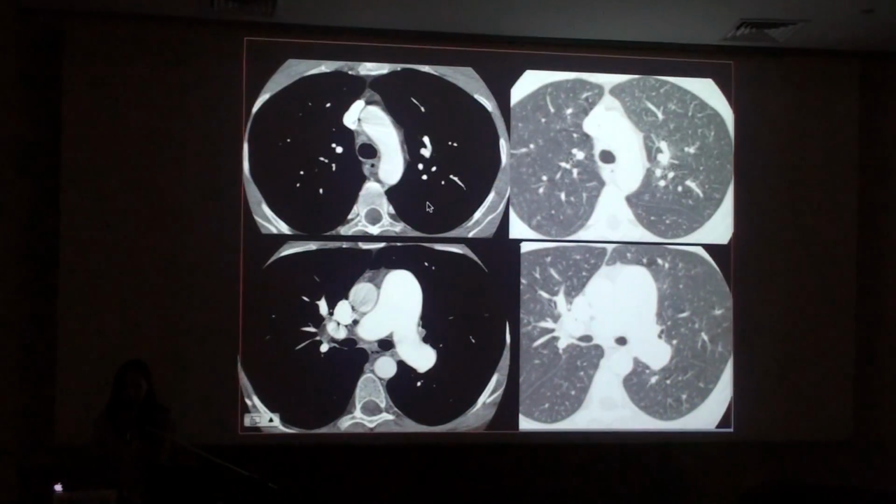Next, the CT angiography. So first, you can see there is no intraluminal thrombi, so there is no pulmonary embolism. Next, you can see the enlargement of the main pulmonary artery and of the right and left pulmonary arteries. The diameter of the main pulmonary artery is bigger than 29 millimeters, and it's bigger than the diameter of the ascending aorta.